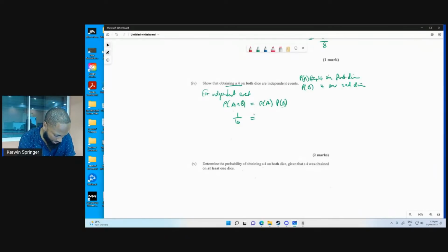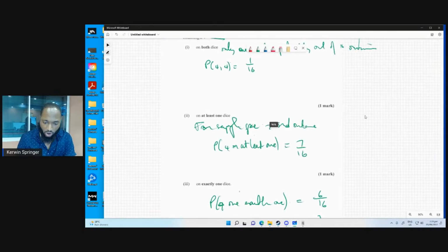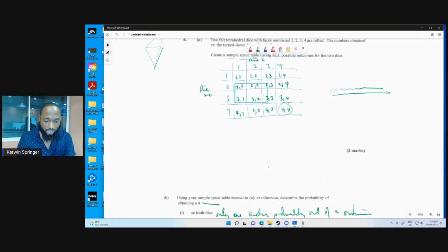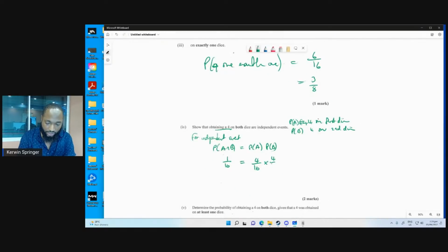The probability of A happening, a 4 on the first dice, is 4/16. Let me check it. The probability that I get a 4 on one dice is a quarter. So 4/16 times 4/16 is the same as 1/16. A quarter of a quarter is a 16th, yes. So QED.